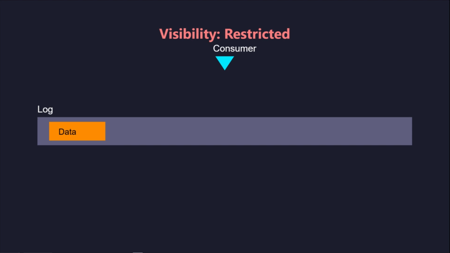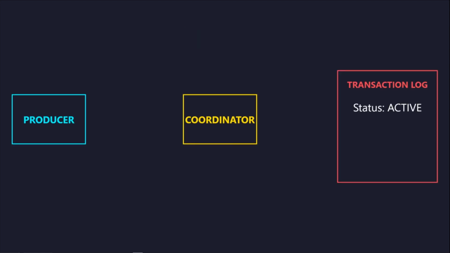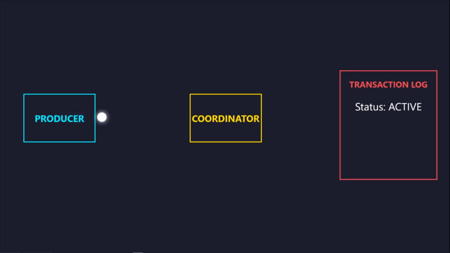When records are written to a partition during a transaction, they are stored in the log along with a transaction marker. These records are not immediately visible to consumers using the read committed isolation level until the transaction is officially finalized. If your application completes its processing successfully, it calls the commit transaction method.